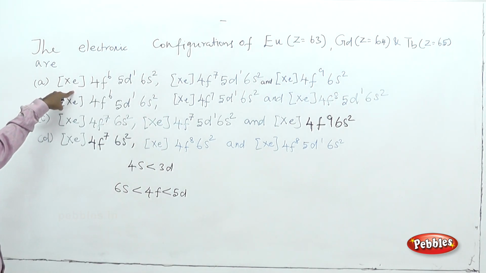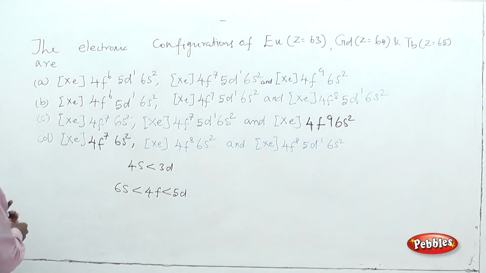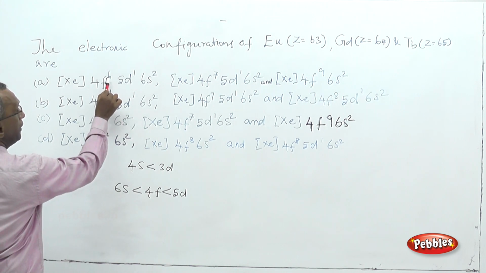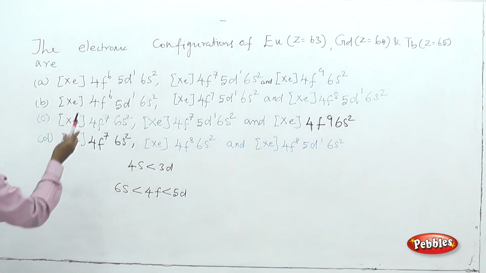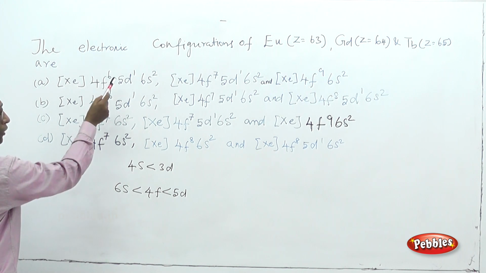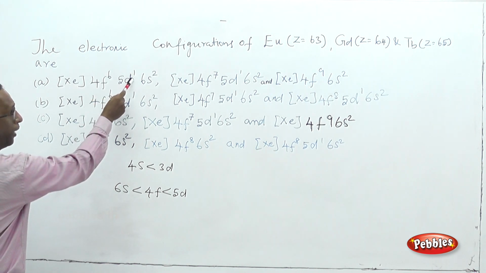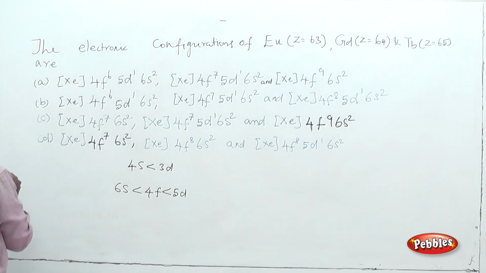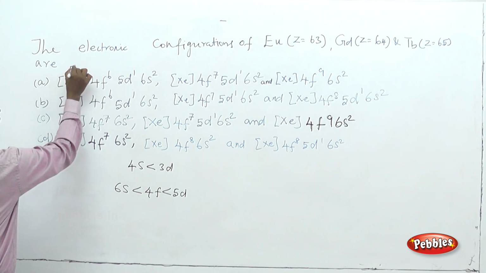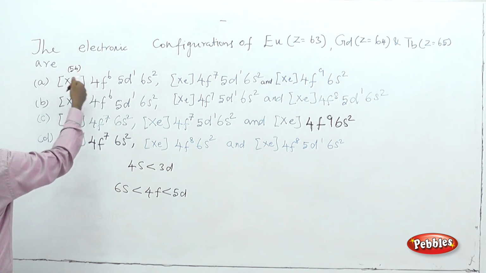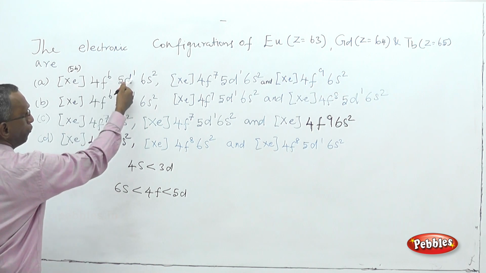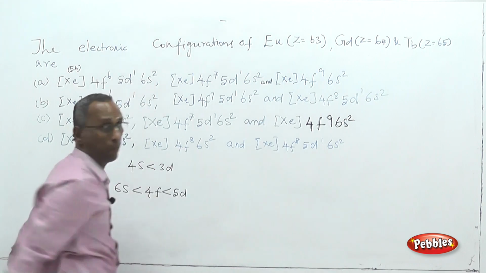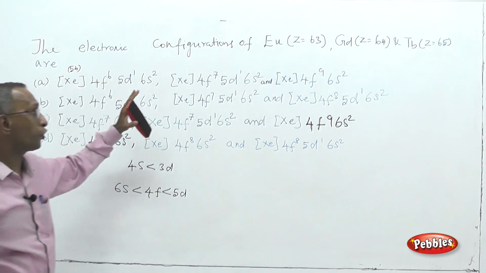Xenon atomic number is 54. If you add to 54, here the superscripts are not actually powers. These denote the number of electrons in each orbital. 4f orbital contains 6 electrons. 5d orbital contains 1 electron. 6s orbital contains 2 electrons. Here you have to bear in mind, xenon 54 electrons. So 54 plus 6 is 60, 60 plus 1 is 61, 61 plus 2 is 63. That is its atomic number. So in this way it is arranged.